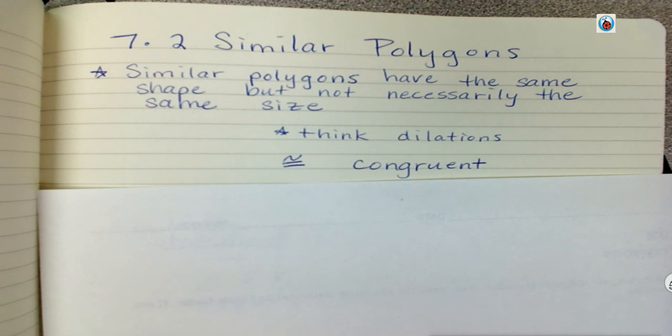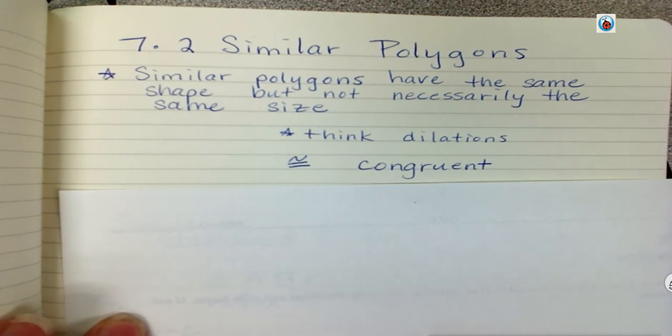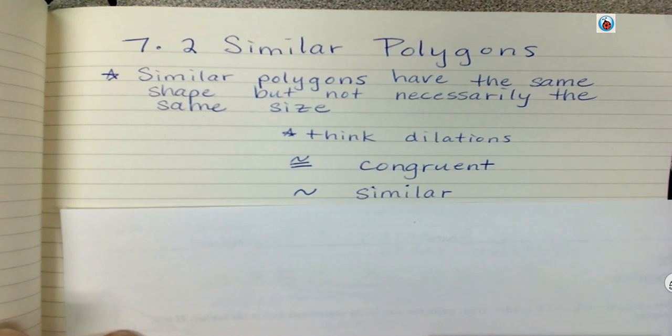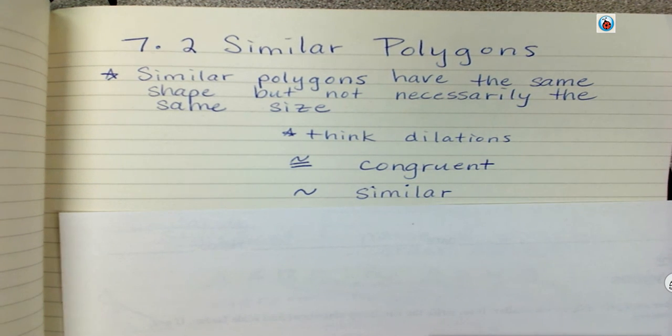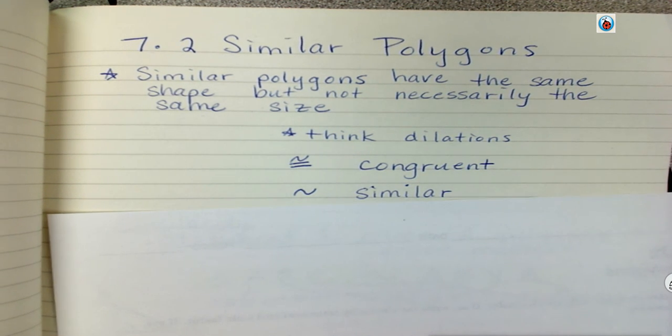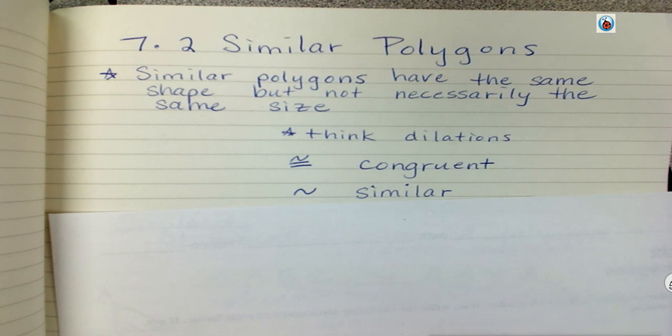Remember that symbol means congruent. We've done that and talked about that before. When we say similar, there's a symbol for that as well, and that's the symbol for similar. So it looks a lot like congruent, but it does not have the two equal signs, or the equal sign underneath.